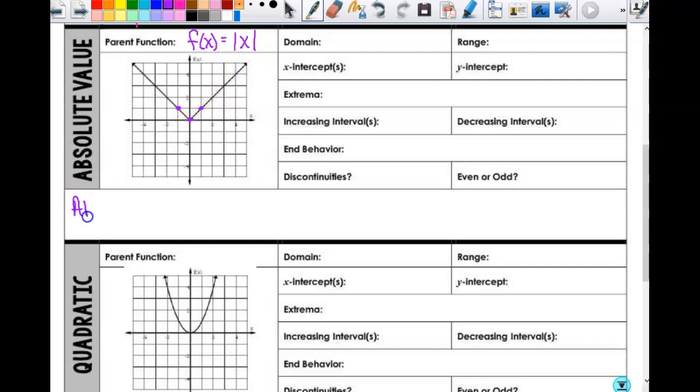So for my anchor points here, I have negative 1, 1, 0, 0, and 1, 1. Everybody okay with that? And then, like I said, later on you're going to go back and fill in the rest. We're just going to talk about each function and their anchor points so that it's not a guessing game.